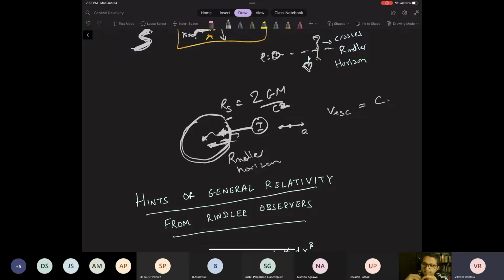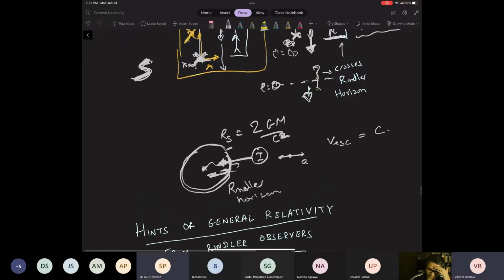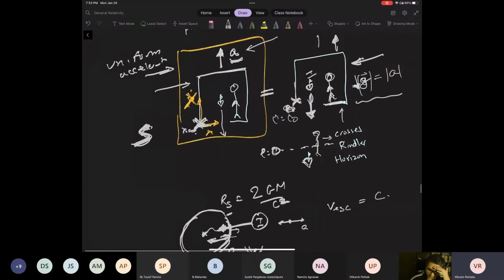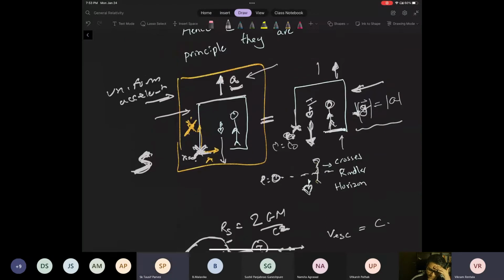Other questions? Yeah, Tosha? Sir, in the earlier diagram, can you explain once what observer S sees? This diagram? Yes, sir, this diagram.